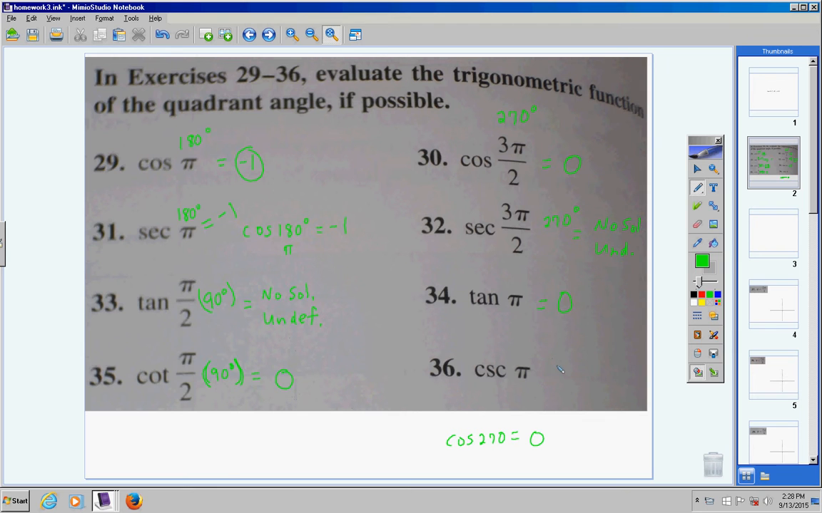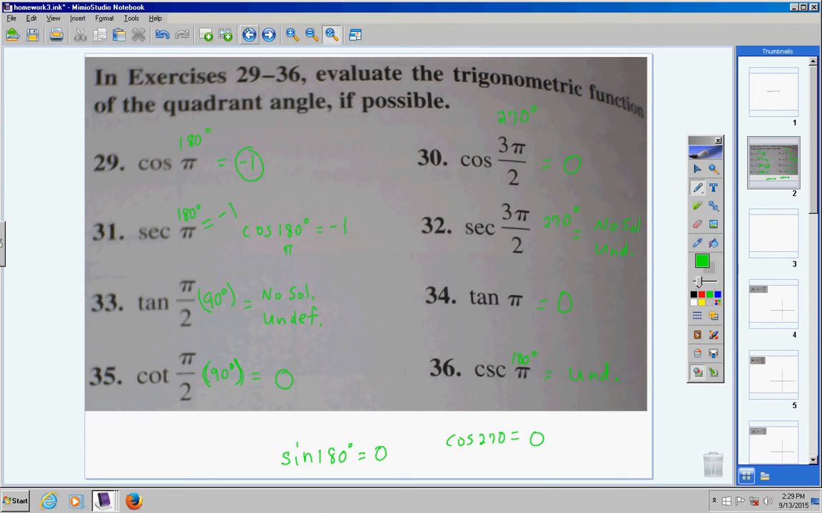Okay, cosecant of pi, well, that's the same thing as cosecant of 180, alright? Cosecant is not on your calculator, so the inverse function of cosecant is sine. So instead of finding the cosecant of 180, I'm going to find the sine of 180, okay? So the sine of 180 is 0. So if the sine of 180 is 0, take the inverse of 0, which is undefined, and the cosecant of 180 is undefined. Really pretty simple, okay?